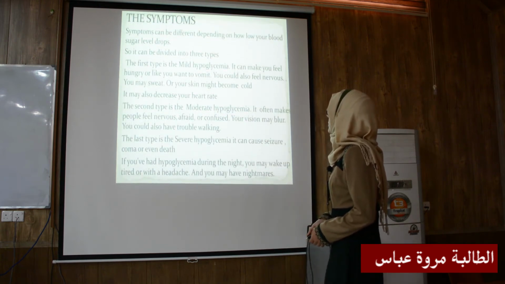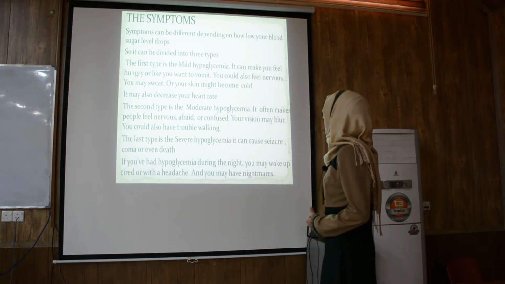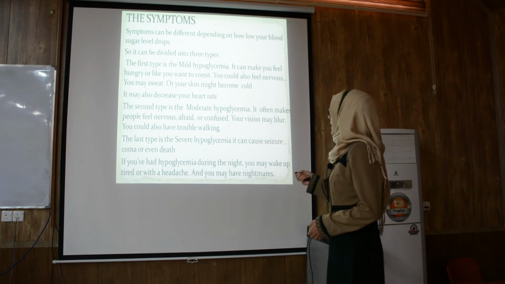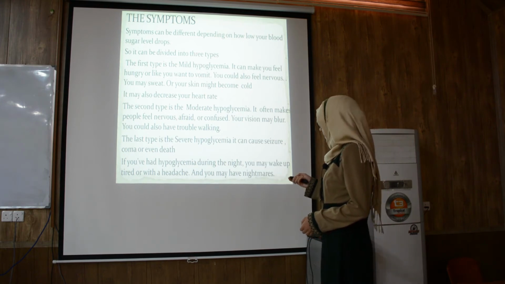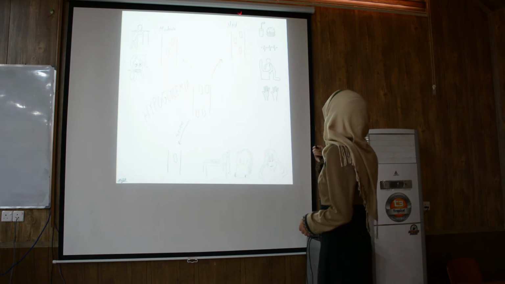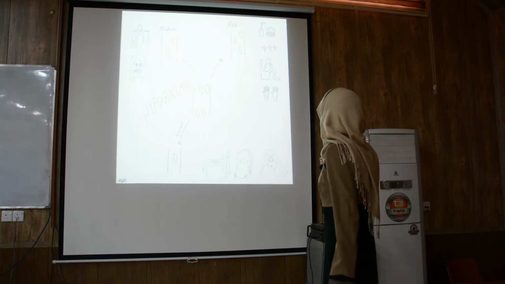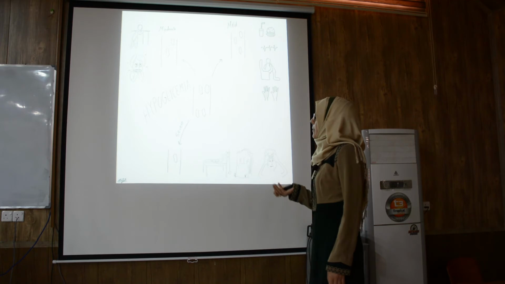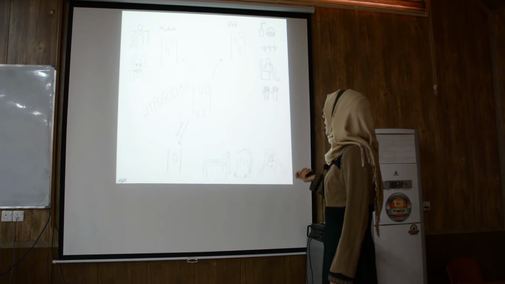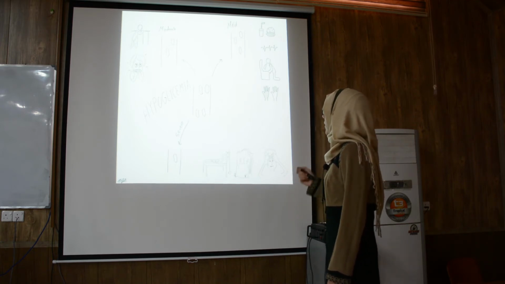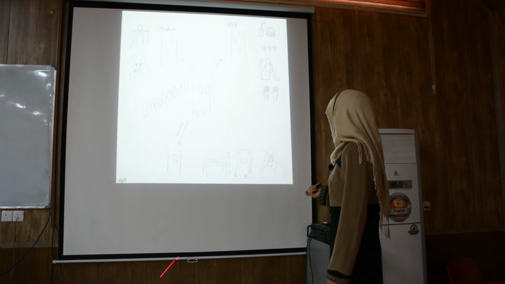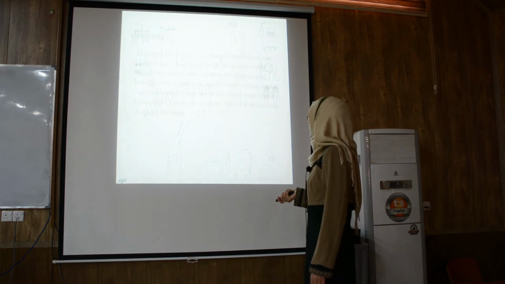Now let's talk about the symptoms of hypoglycemia. Symptoms can be different depending on how much your glucose level drops. So, it can be divided into 3 types. The first type can make you feel hungry, with increased heart rate, nausea, and pale skin. Another type is moderate hypoglycemia. Often people may feel afraid, confused, and nervous. The most dangerous type is severe hypoglycemia, which can also cause coma or death, and headache.